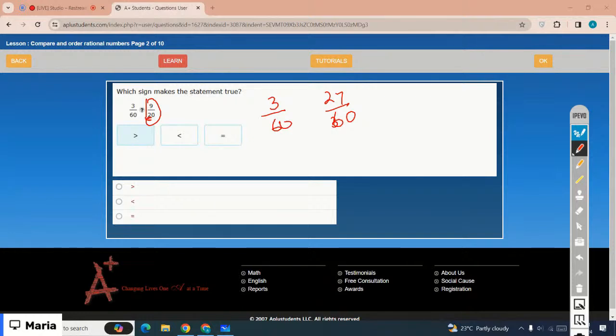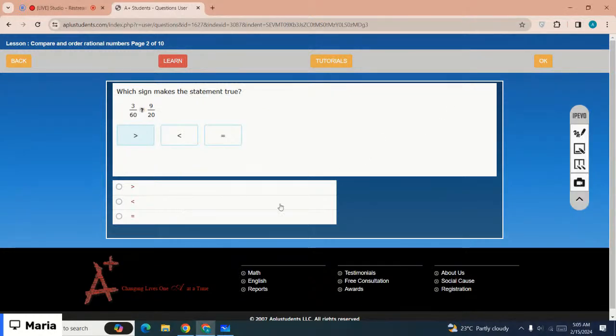The correct option is, now you need to compare their numerators, right? So 27 is greater than 3. That means 3 over 60 is less than 27 over 60, right? The correct option is 3 over 60 is less than 9 over 20. Got it? The correct option is less than.